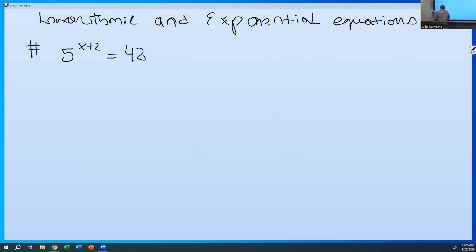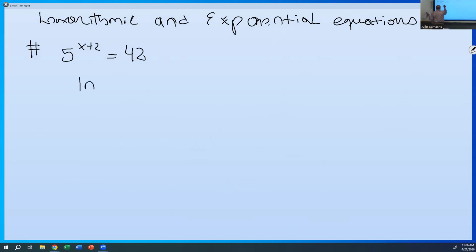Again, we have two different bases. There's no way that I can write these two exponent bases as the same number. Because of that, I will have to apply the log to both sides. Or you can apply the natural log. You can do any one of them. It doesn't change anything. Let's do the natural log again.